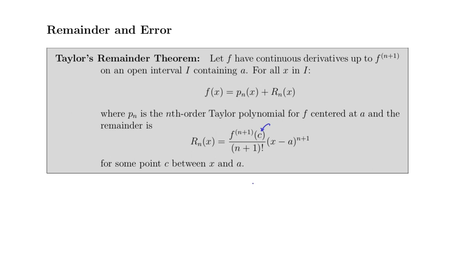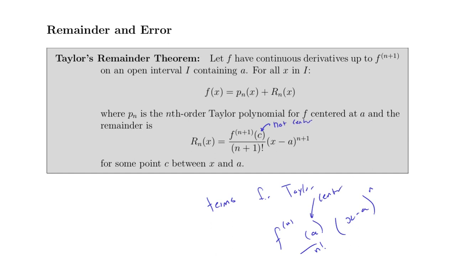to the n plus 1. For all of our Taylor terms, you might remember that that was like the nth derivative evaluated at a over n factorial times x minus a to the n. We evaluate at the center. Now this is not the center. It's some point in between x and the center.